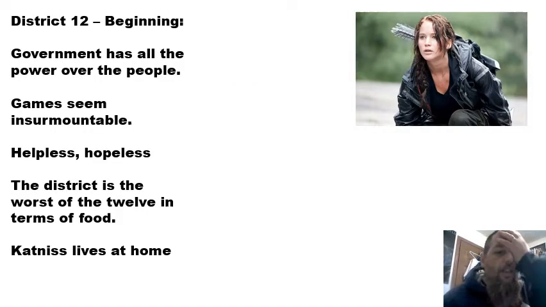So let's go back to Katniss. In the beginning, Katniss's world is out of whack because the government has all the power over the people, and the games seem insurmountable. Everyone is pretty clear that District 12 is not going to have a winner because they haven't had one for years. Everything seems helpless and completely hopeless. District 12, out of all 12 districts, has the least amount of food, the least amount of opportunity and hope for winning the games, and Katniss lives at home.